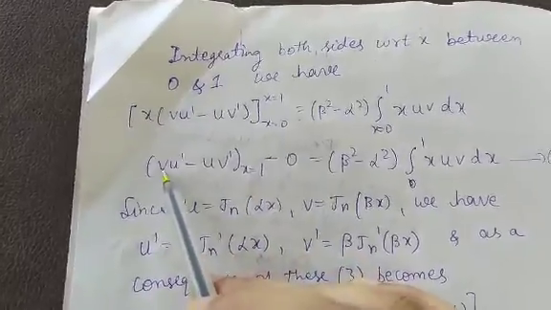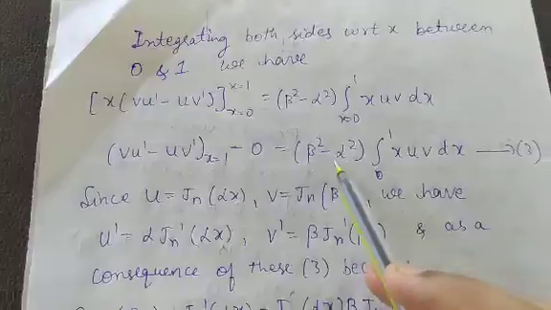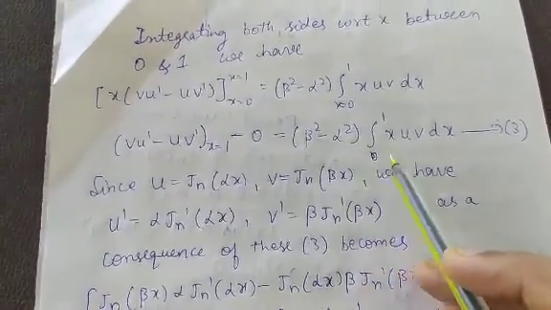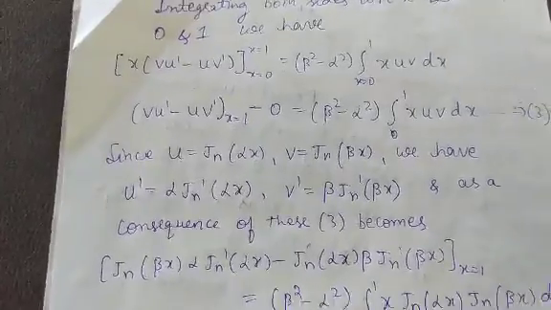Again, upper limit minus lower limit. When you substitute x equals 1, you get 1 times this for the upper limit, minus the lower limit, where 0 into anything is 0. So upper limit minus lower limit equals (beta square minus alpha square) into the integration from 0 to 1 of x u v dx. Call this equation 3.